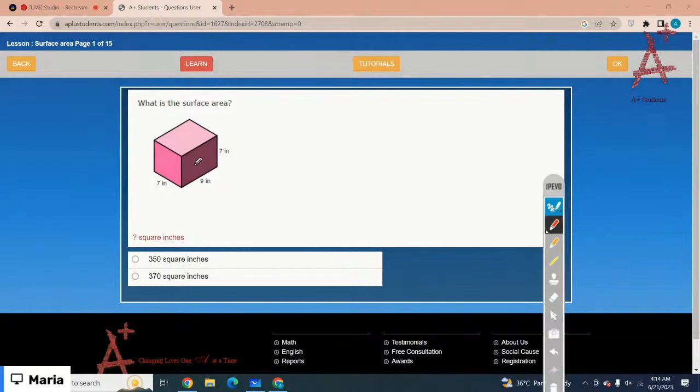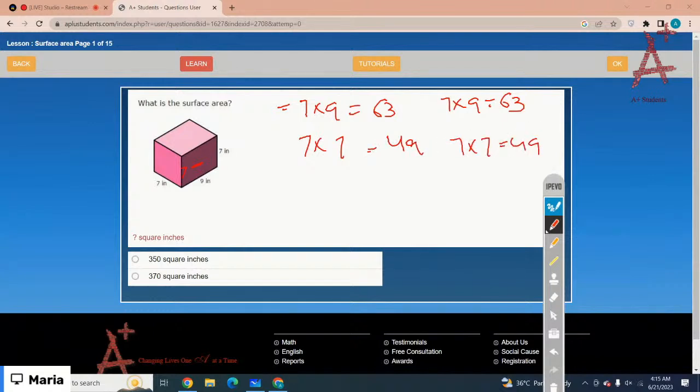Just look at this side. On the other side, you have the same, so that would be a pair. The area of this one is length times width. That would be 7 times 9, that equals 63. So the other pair has the same area, 7 times 9 equals 63. Now just look at this side. Base is 7 and this one is 7. You have to do 7 times 7, that is 49. And the other pair also has 7 times 7, that is 49. Got it?